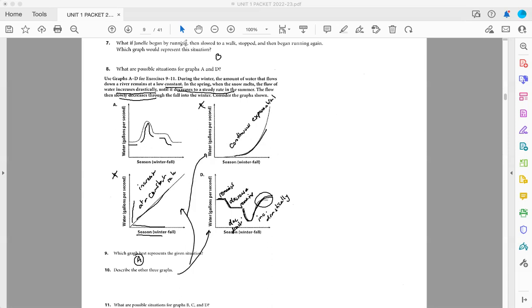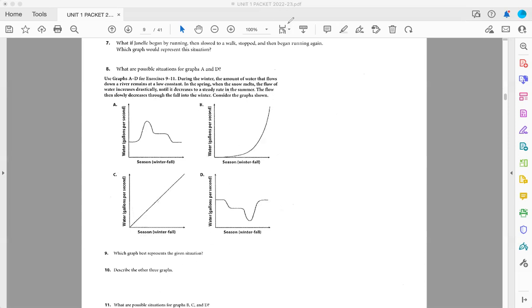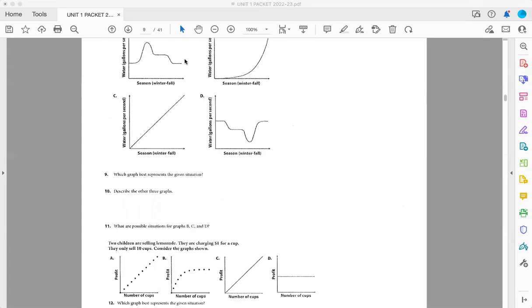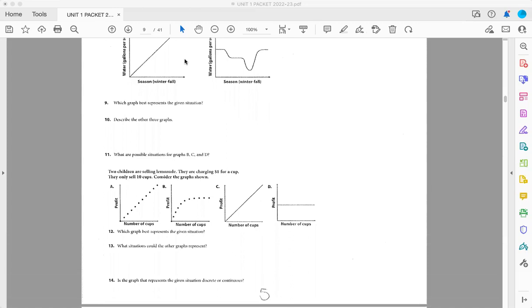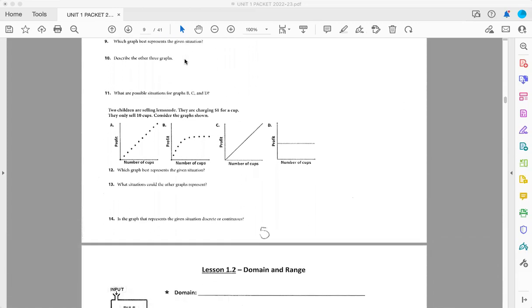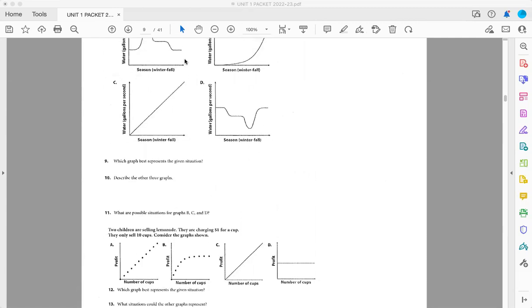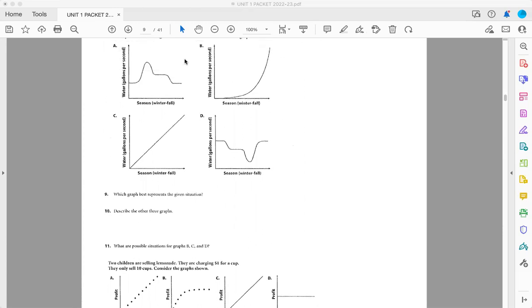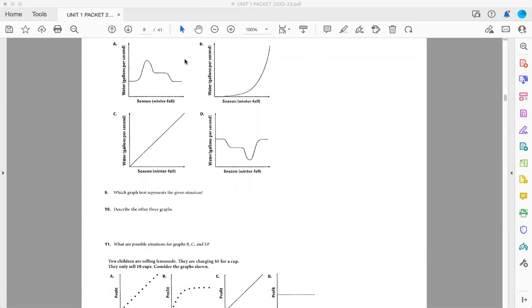Number 11, make sure you have all these notes. You can pause anytime. Number 11, what are possible situations for graphs B, C, and D? So let's take a look at them. We're still at B, C, and D here. Let's associate something with B, C, and D.